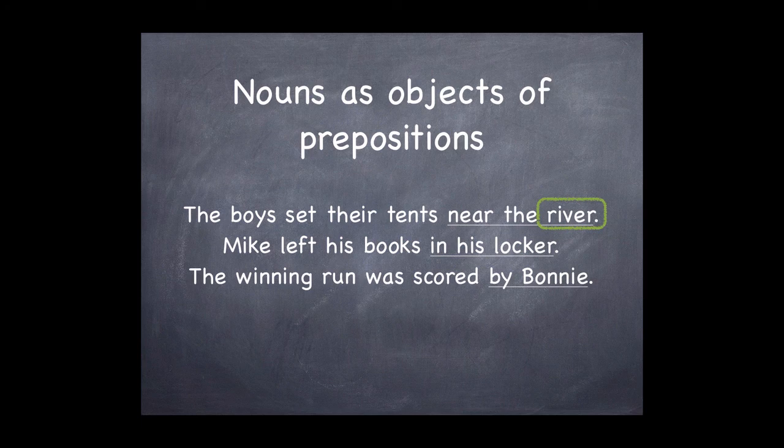Near where? Mike left his books in his locker. In where? In his locker. So in this case, locker is the object of the preposition. The winning run was scored by Bonnie. By who? Bonnie. So again, we have Bonnie acting as the object of the preposition. River, locker, Bonnie are all nouns. And in these cases, they're all acting as objects of the preposition. Near the river, in his locker, by Bonnie are all considered to be prepositional phrases.